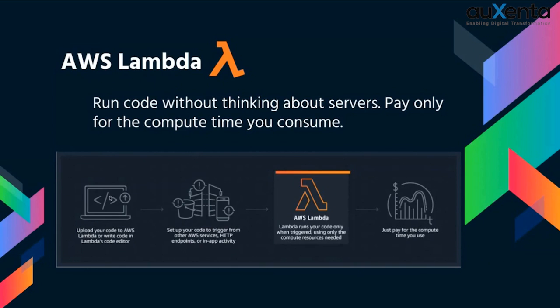First, you have to upload your code to AWS Lambda or write code in the Lambda code editor. Then set up your code to trigger from other AWS services, HTTP endpoints, or app activity. Then Lambda runs your code only when triggered, using only the compute resources needed. The best thing about Lambda is you just have to pay for the compute time you use.